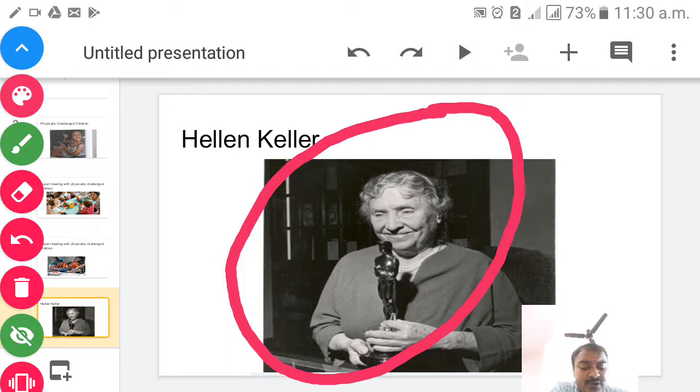This world famous author also became a political activist, lecturer and humanitarian. Apart from author, she also became a good activist, a lecturer and a humanitarian, children. So children, this is about the physically challenged children in the form of Saloni. In our next class we will study about Rajani. She is a socially deprived child.